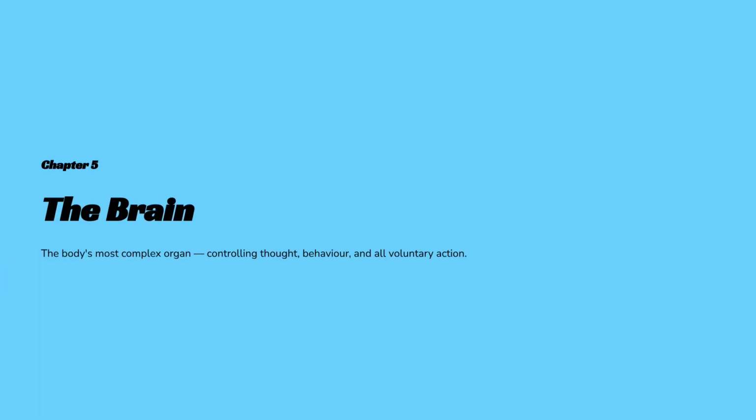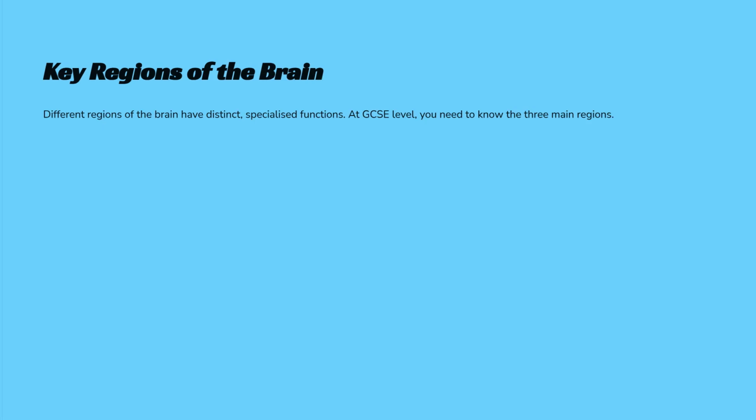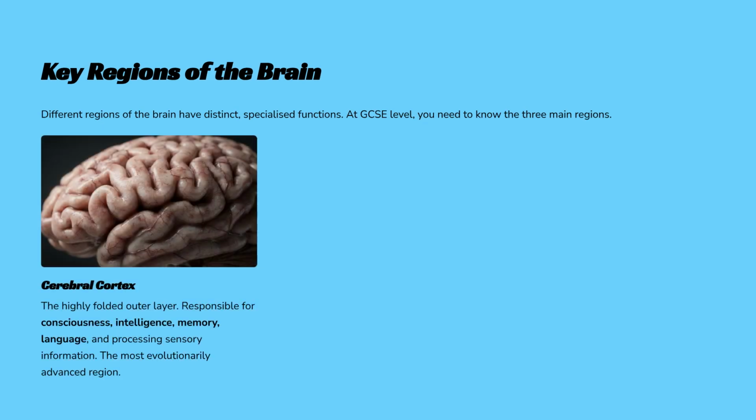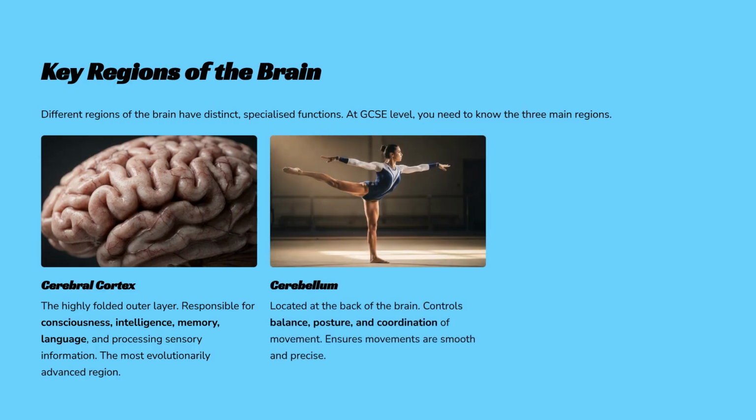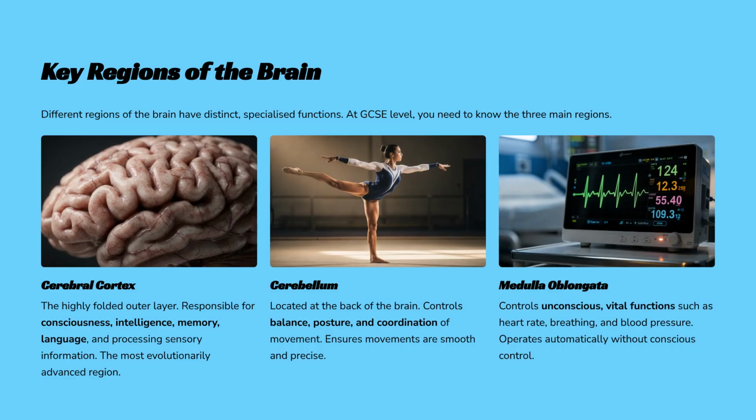Our final chapter, Chapter 5, focuses on the brain, the body's most complex organ that controls conscious thought, behavior, and all voluntary actions. The brain controls complex behaviors like thought, memory, language, and emotion. It is the most sophisticated organ, coordinating all voluntary and involuntary body functions simultaneously. The three key regions of the brain are the cerebral cortex, responsible for consciousness and intelligence, the cerebellum, which controls balance and coordination, and the medulla oblongata, which manages unconscious vital functions like heart rate and breathing.